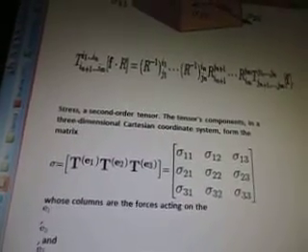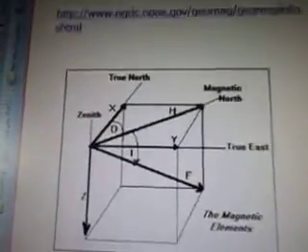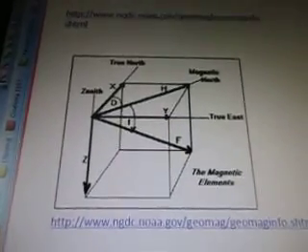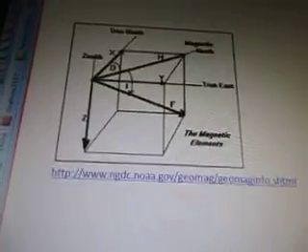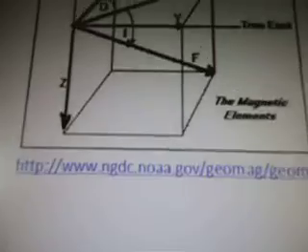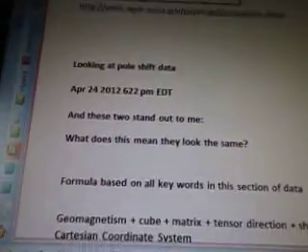Stress, the second order tensor, the tensor's components in a three-dimensional Cartesian coordinate system form the matrix, okay? So further understanding of geomagnetism comes up, and then there was this diagram here showing true north, magnetic north, true east, and the magnetic elements from ngdc.noaa.gov. Looking at the pole shift data, April 24, 2012, and these two stand out to me. So I was looking at something else, and I spotted this, and I thought, hey, these look the same.